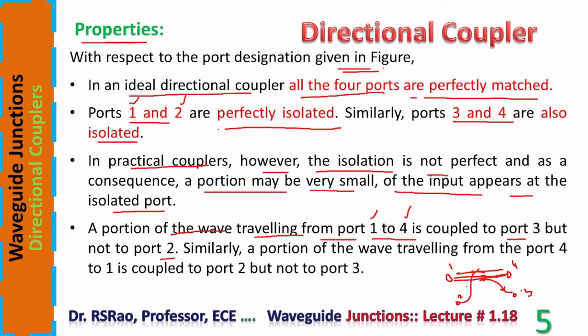In transmission line theory terminology, the wave from 1 to 4 is the forward wave or incident wave. The wave from 4 to 1 is the reverse wave or reflected wave. So in a directional coupler, we have the facility of the forward wave being sampled and the reverse wave being sampled separately, individually, and the sampled outputs appear at two different ports separately.